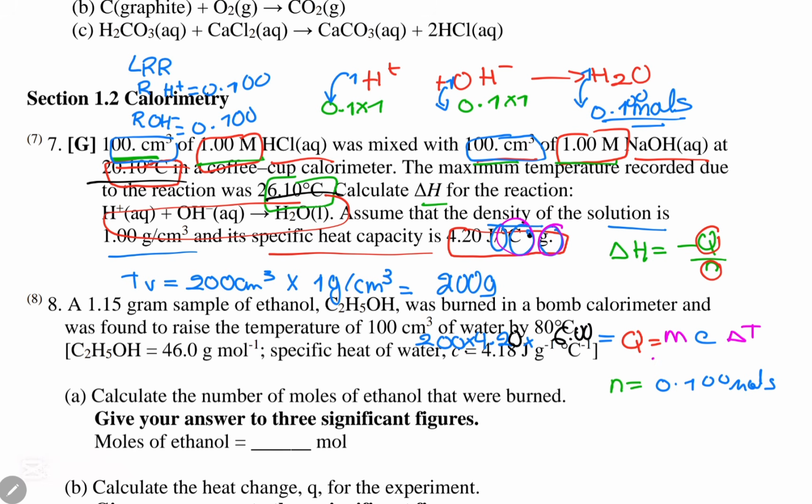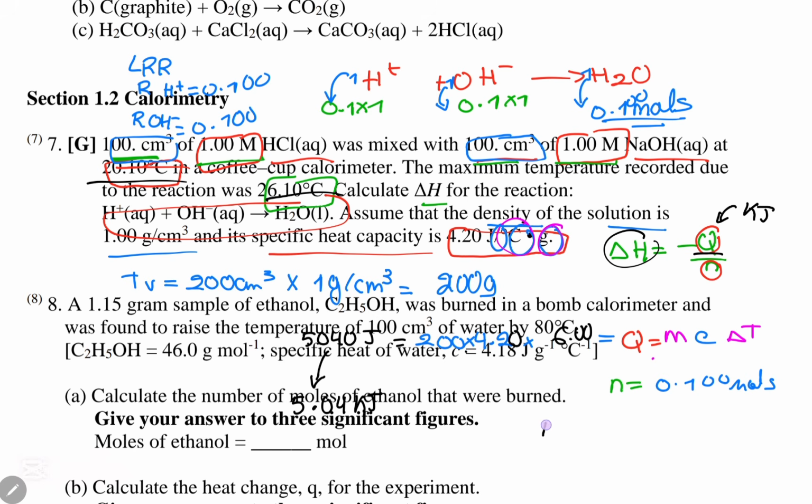So now, what are you going to do? You will find the value of Q. It's going to be 200 times 4.20 times 6.00. I got an answer, which is 5040 joules. But there's something very important you need to pay attention to. When we are finding delta H, I need my Q to not be in joules, it needs to be in kilojoules. So I will divide by 1000 to get my answer in kilojoules. So I will get 5.04 kilojoules.